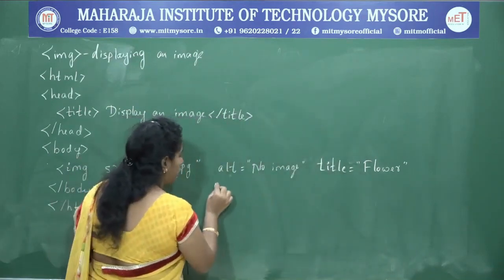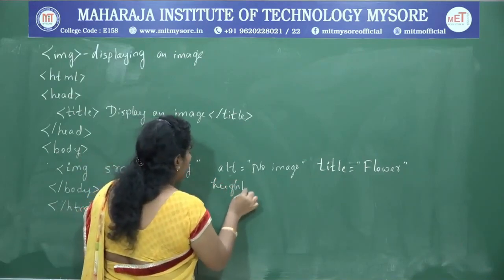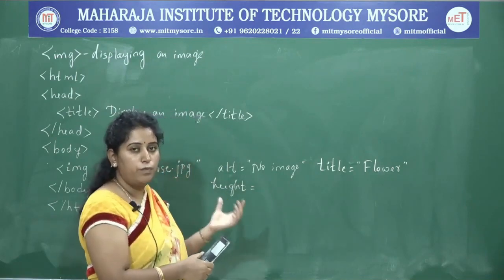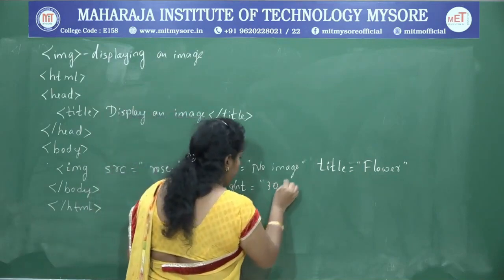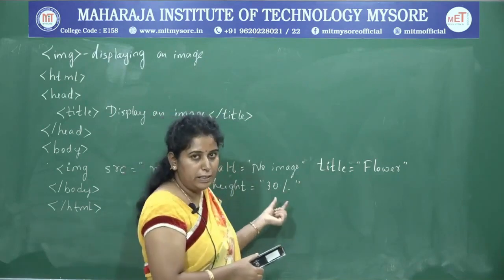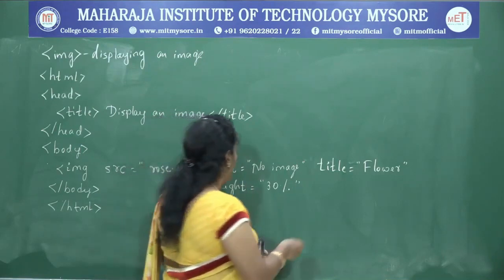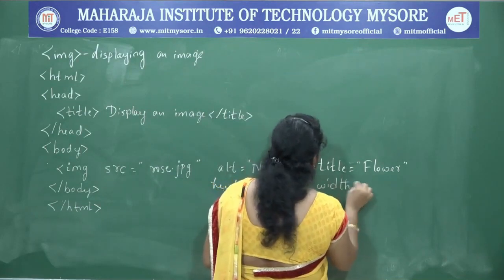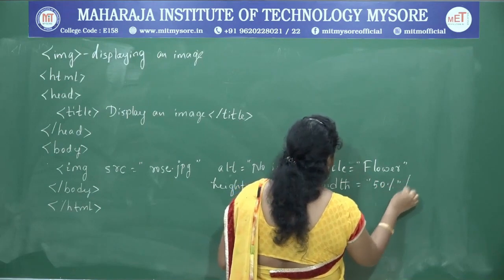There are a few more attributes, which are used for resizing the dimension of an image in terms of height and width. For example, I can give height 30%. Here the unit I am using is percentage; you can make use of different units. And also one more attribute called width. For width I am using 50%. So close the tag.